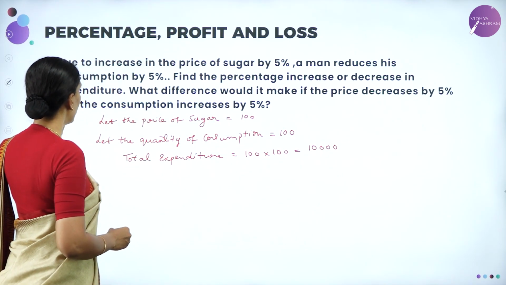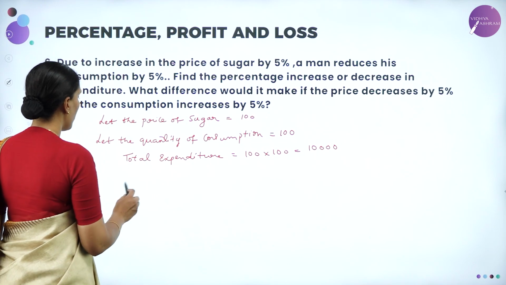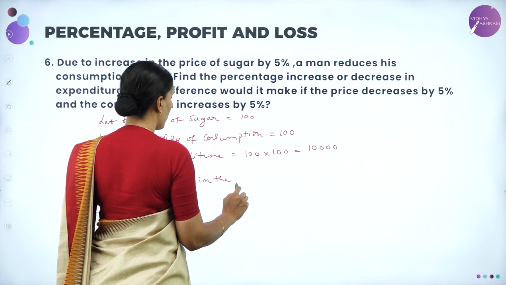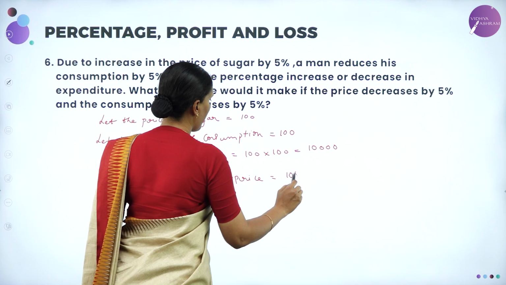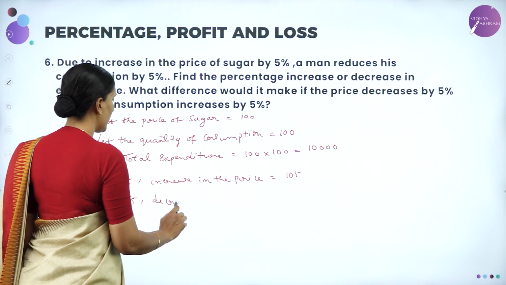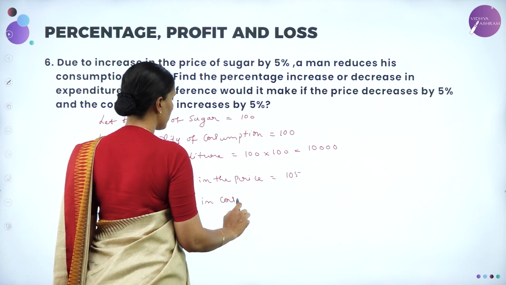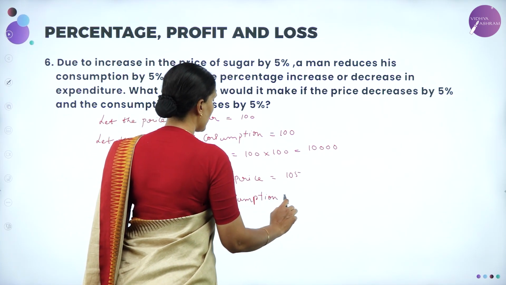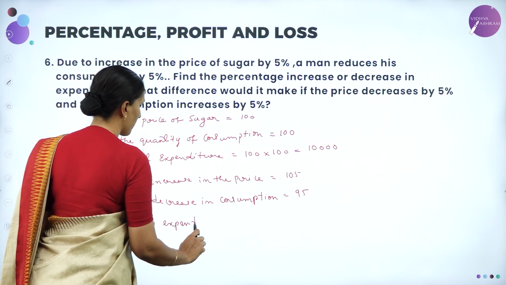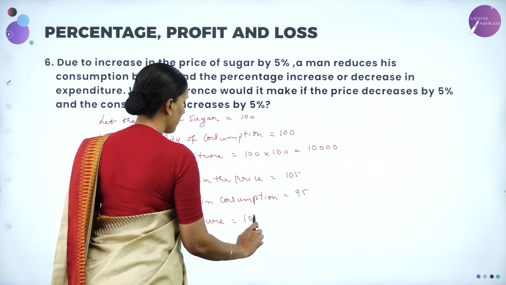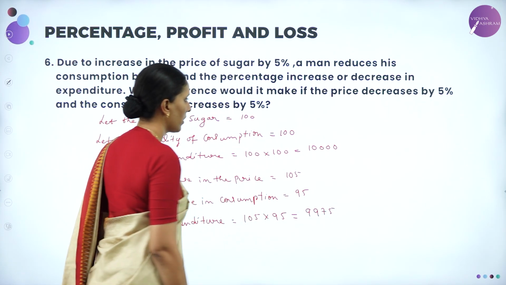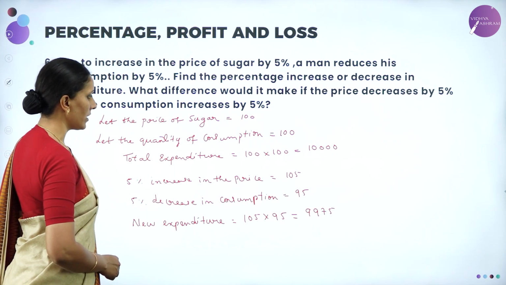Now they have told us there is an increase in the price of the sugar. So a 5% increase in the price means it is 105, and they also told us there is a 5% decrease in consumption. So that is equal to 95. So therefore the new expenditure is equal to 105 into 95, which is equal to 9,975. So clearly we can see the difference in expenditure is 25.